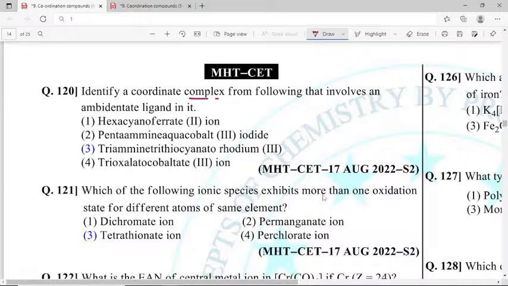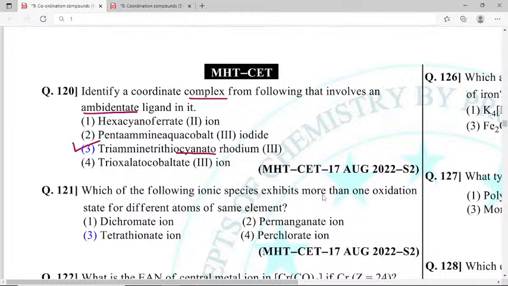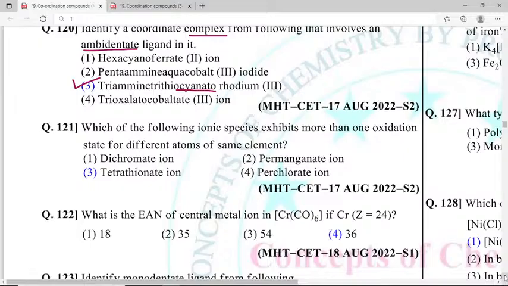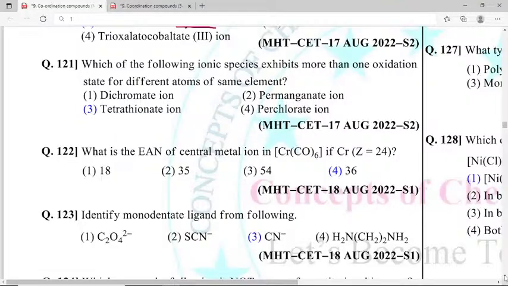Identify the coordination complex from the following that involves an ambidentate ligand. The ambidentate ligand is cyano, isothiocyanate. Cyanato is the ambidentate ligand. Nitro, nitrito, cyanide, isocyanide, and thiocyanate, isothiocyanate. Which of the following ionic species has more than one oxidation state for different atoms of the same element? This is the tetrathionate ion. This shows different oxidation states.